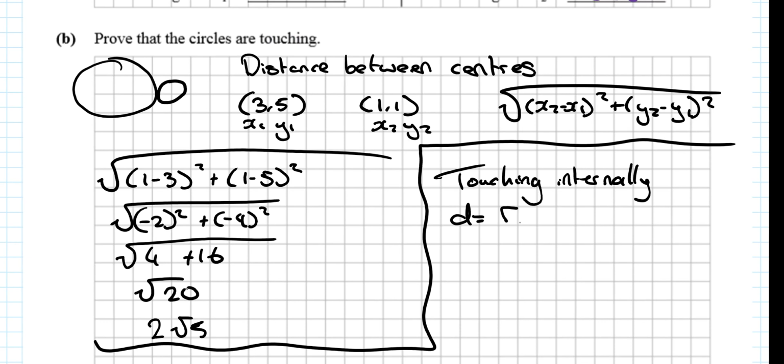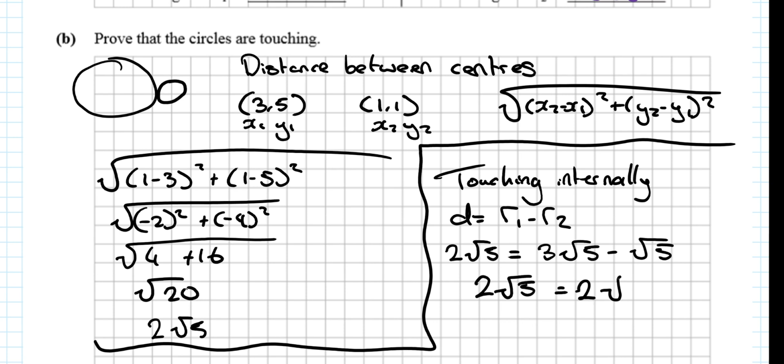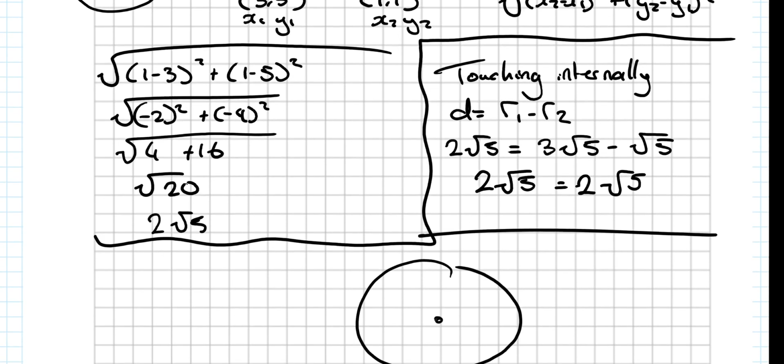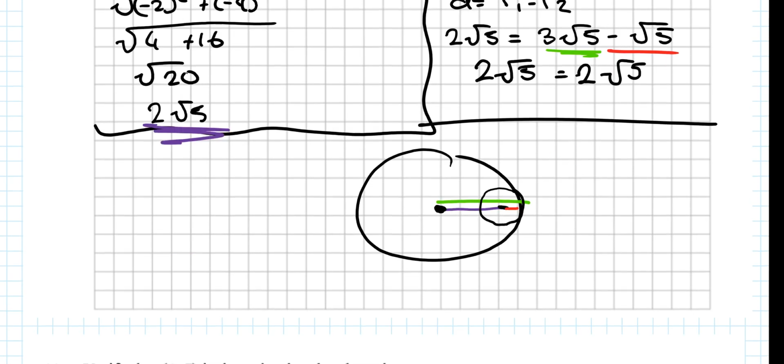D is equal to the big radius minus the little radius. 2 root 5 is equal to the big radius, 3 root 5, minus the little radius, which is root 5. 2 root 5 equals 2 root 5. And to show you visually what that looks like: big circle with the big radius, and then small circle with the smaller radius. We know the distance between the centres is 2 root 5. We knew the big radius was 3 root 5, and the little radius was root 5. So they are touching internally like that.